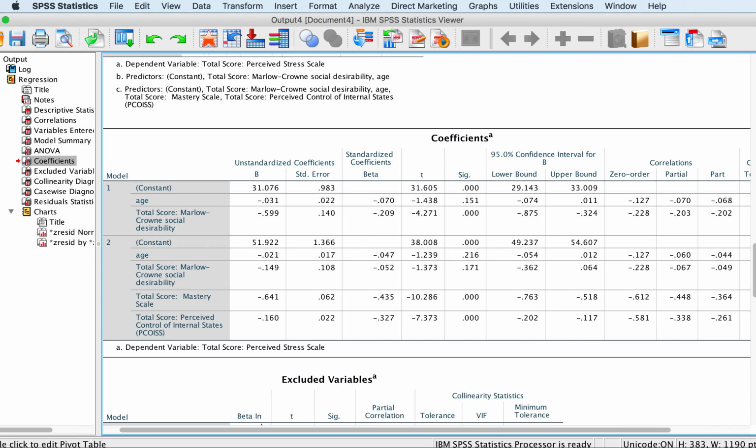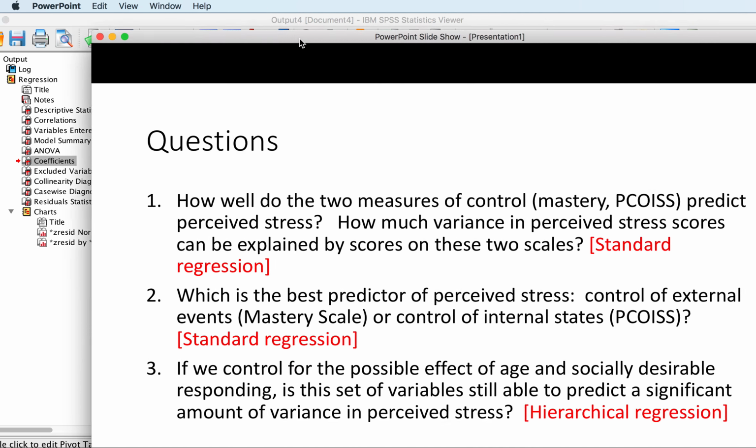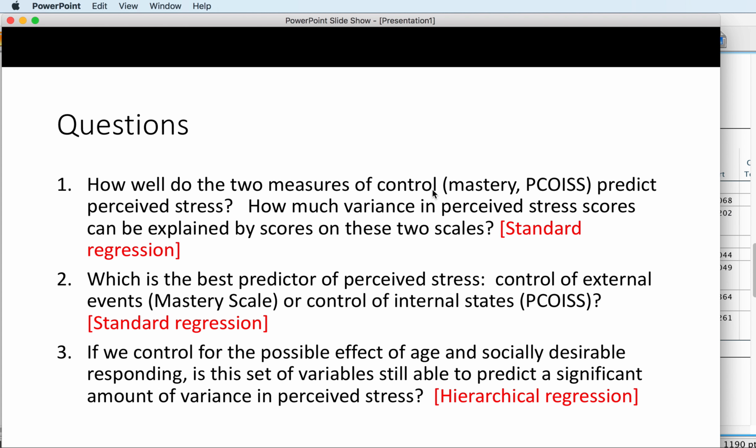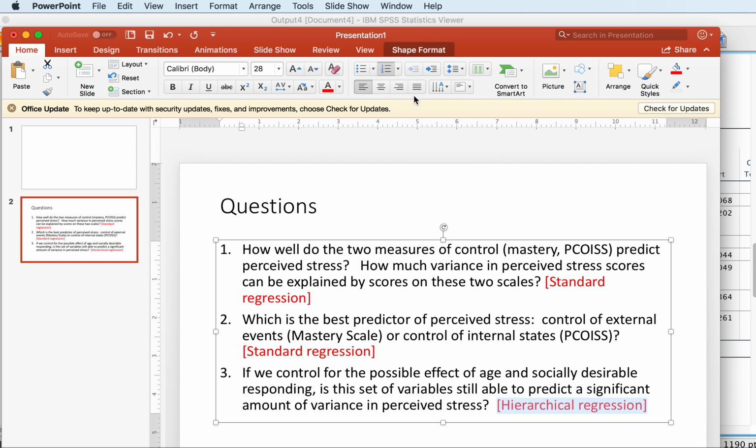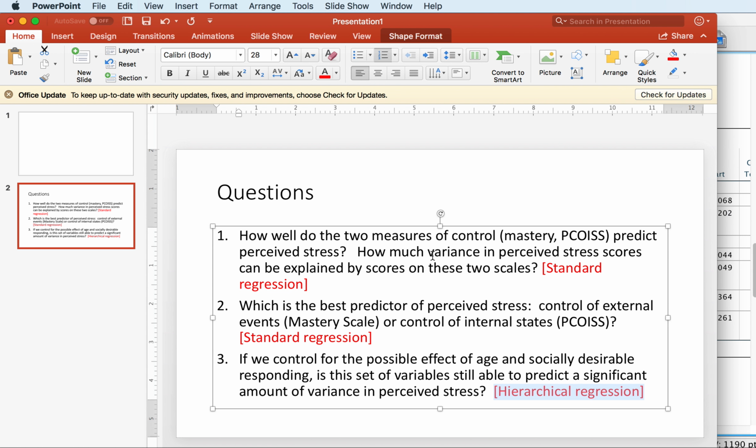We've answered all of these questions, right? We answered the first question: how well do the two measures of control, mastery and PCO-ISS, predict perceived stress? How much variance in perceived stress scores can be explained by scores on these two scales? We answered that question with the standard regression. Which is the best predictor? We answered that question with the standard regression, right?